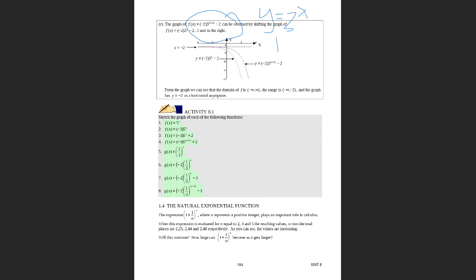But for the domain and range, the principle still remains the same. Our domain is still going to go from negative infinity to positive infinity. And because of this negative 2 here, our range is going to start from negative infinity to the asymptote, not inclusive, which in this case is minus 2. Any questions there?